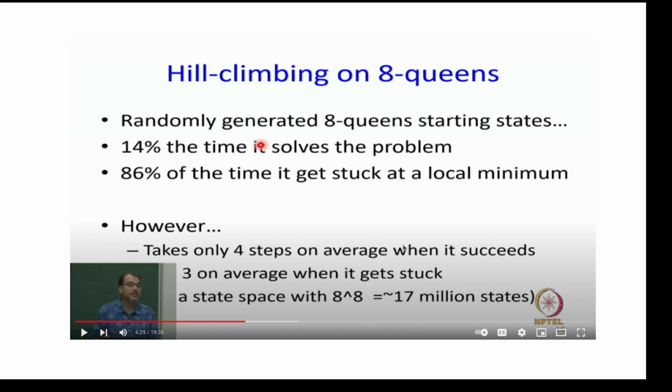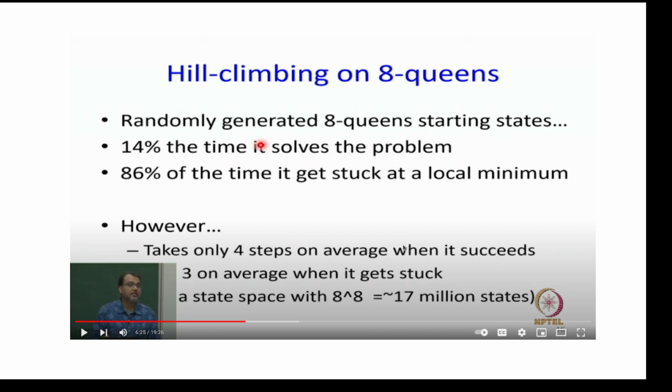So now let's see why it is failing 86% of the time, and how much effort I have given there. Have I given too much effort and still failed? Then it is not a reasonable algorithm, right? And for the 14% of the time I succeeded, have I given too much effort there? That is what we are going to analyze now.